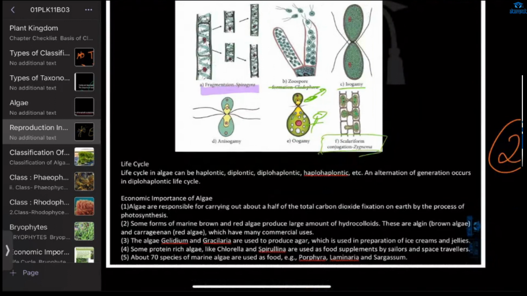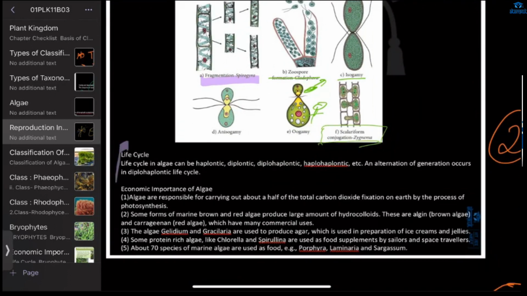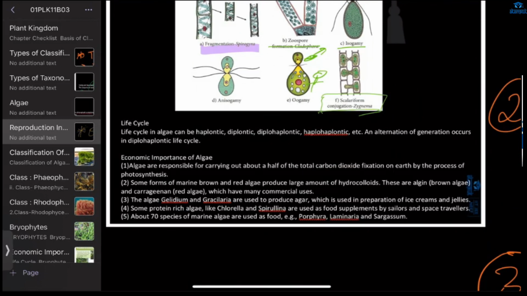And now the life cycle we will see in the next class because it is of great importance, so we will study it in detail. In economic importance, algae are responsible for carrying half of the total carbon dioxide fixation. Some forms produce large amounts of hydrocolloids, means they have water holding capacity. The algae Gelidium and Gracilaria, which are red algae, what do these two produce? They give agar and carrageen. From these two, agar and carrageen are obtained.